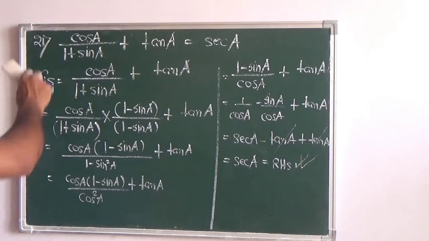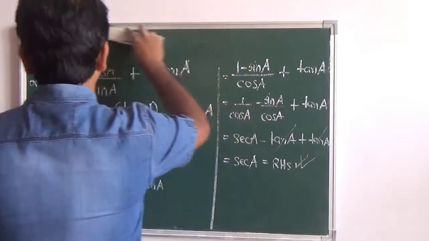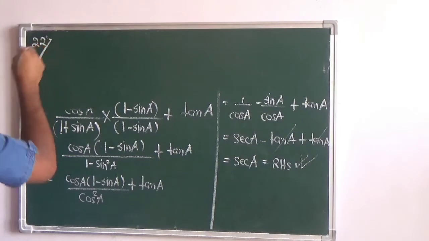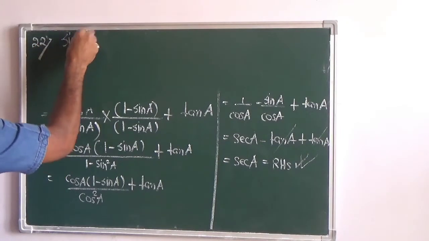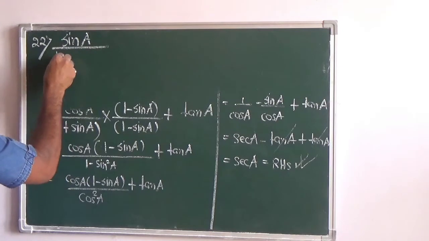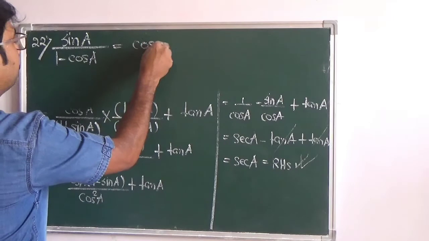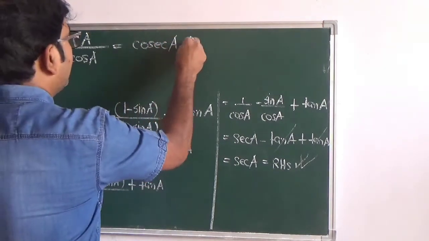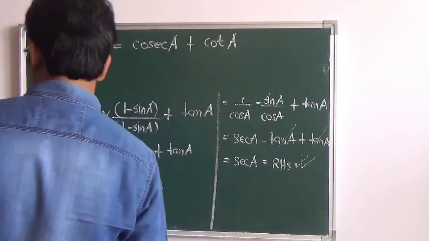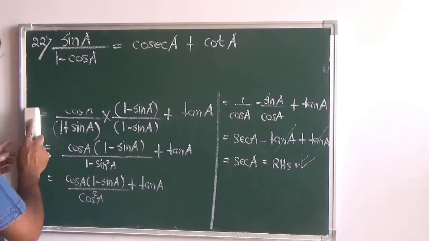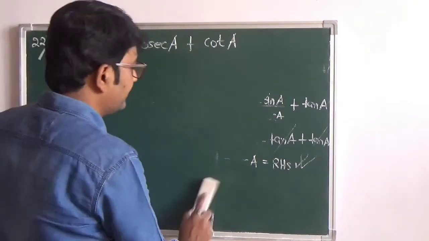Now moving on to question number 22. Sin A divided by 1 minus cos A is equal to cosec A plus cot A. Sin A by 1 minus cos A equals cosec A plus cot A. So here also you proceed the same way, just as we have done in the previous question number 21.